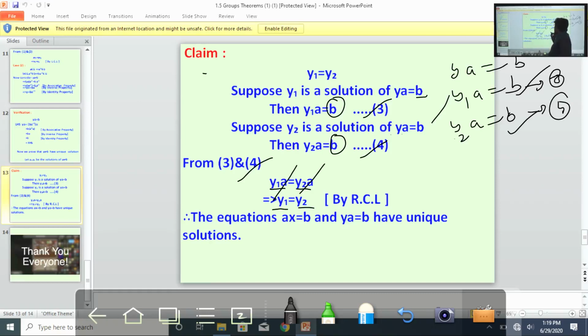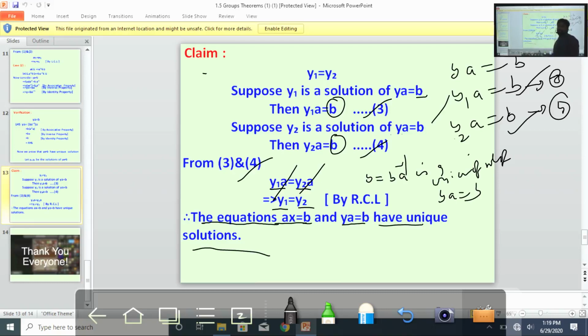Therefore y = b a inverse is the unique solution of Ya = b. So therefore what is the target? We showed that Ax = b and Ya = b have unique solutions in the group.